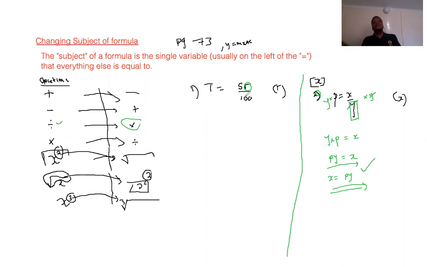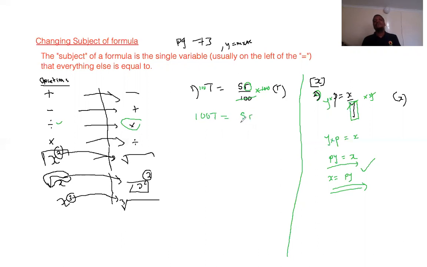We want to remove this 100 in this S. Normally, I encourage you to deal with the fraction first. So how do you remove this 100? By now, you should know. This 100 is dividing. So what should we do? Opposite. Multiply by 100 on both sides. Everything on this side will be multiplied by 100, and everything on this side will be multiplied by 100. Then we cancel here. So we are going to have 100T is equal to SR.